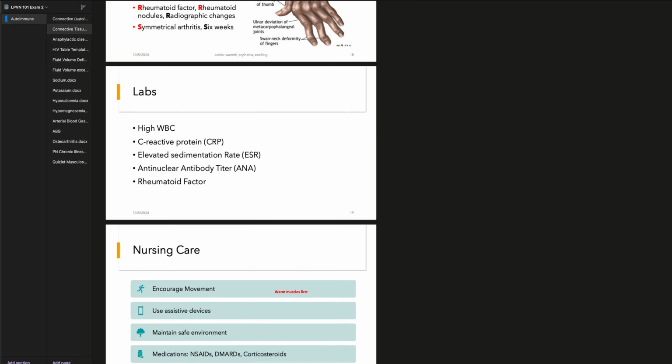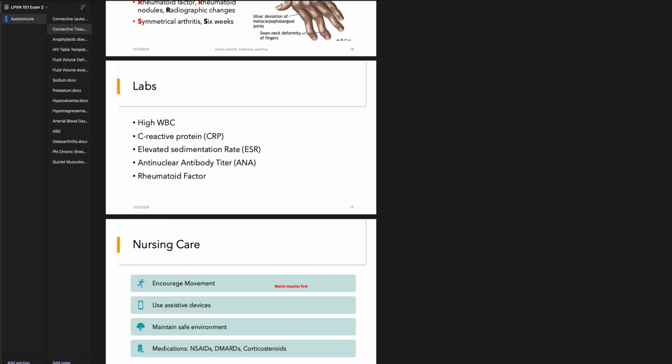Okay. Nursing care with people with rheumatoid arthritis, you do want to encourage movement. The muscles need to be warmed first. So when patients with rheumatoid arthritis get up in the morning, they're very stiff, and it takes them a long time, like a couple hours it could take them to get going. So you have to remember that. Warm up the muscles, a nice warm bath before they go for a walk, a cup of hot tea they can wrap their hands around to kind of warm them up.